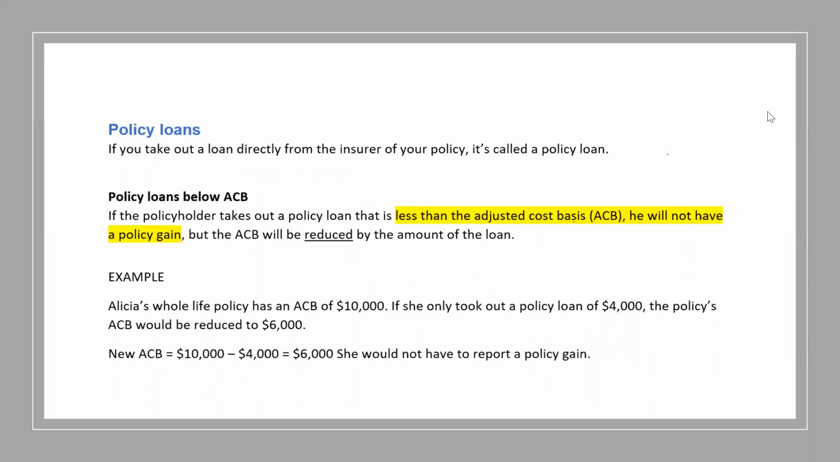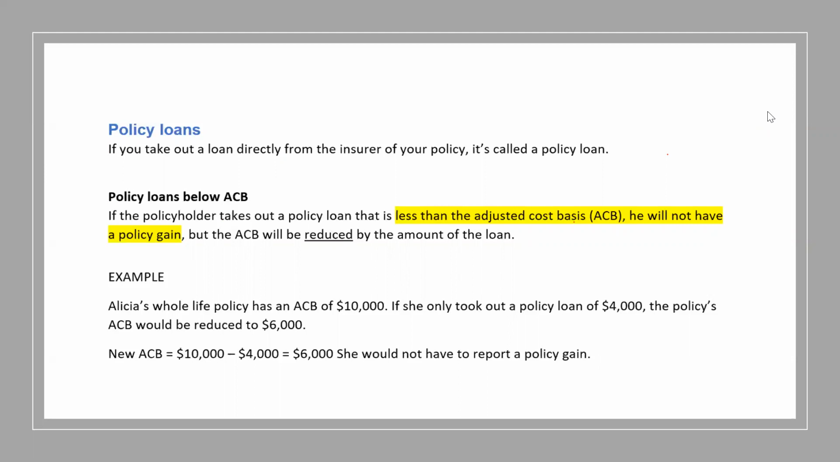All right, the second type of loan is called policy loans. If you have enough money, you have cash surrender value in the policy, whether it's a whole life policy or UL, you can borrow directly from the insurance company of that policy. This is called policy loan. And there could be tax implications.